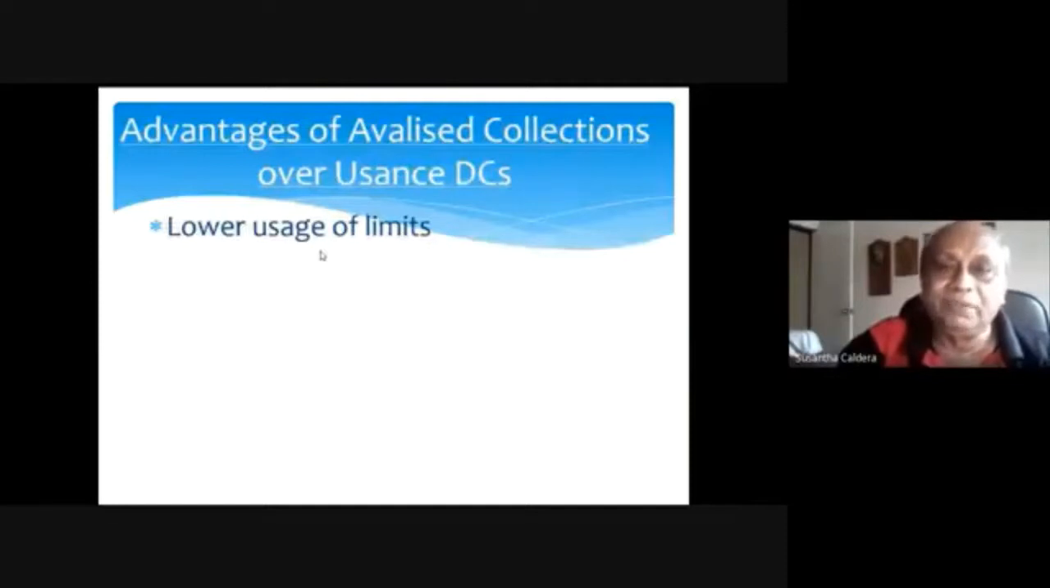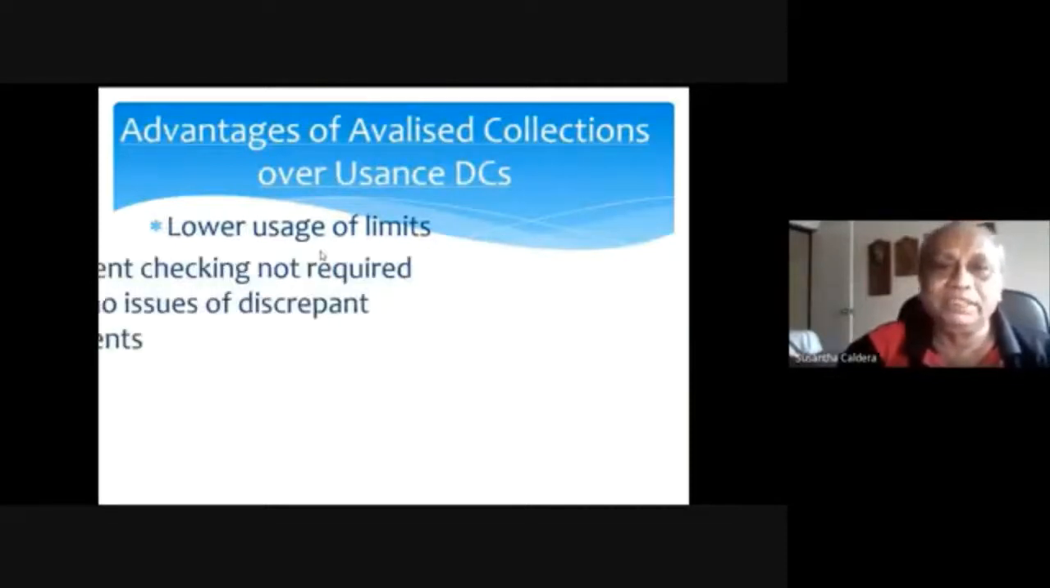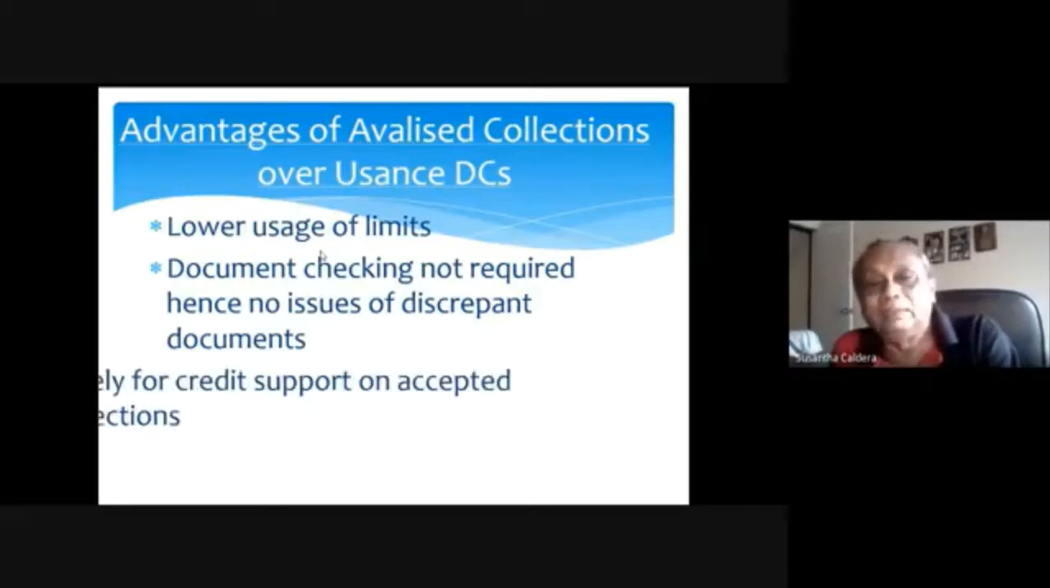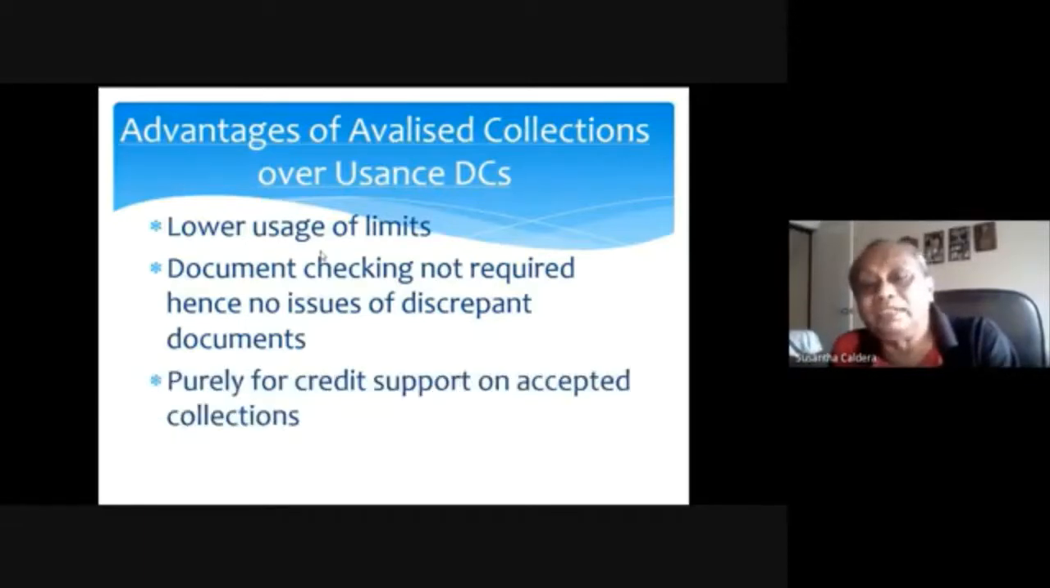Advantages of evaluated collections over usance DCs: lower usage of limits, document checking not required. Then make a document checking right? Make a collection bill. Hence, no issue of discrepant documents. Purely for credit support on accepted collection.